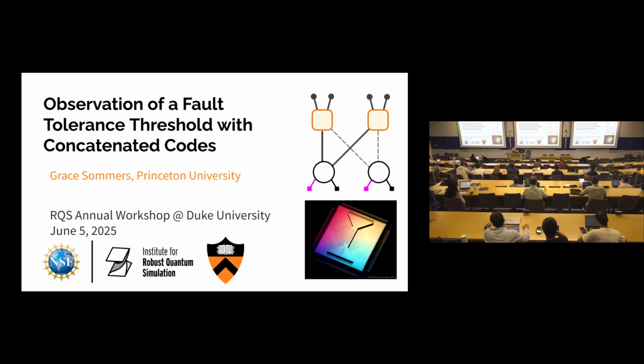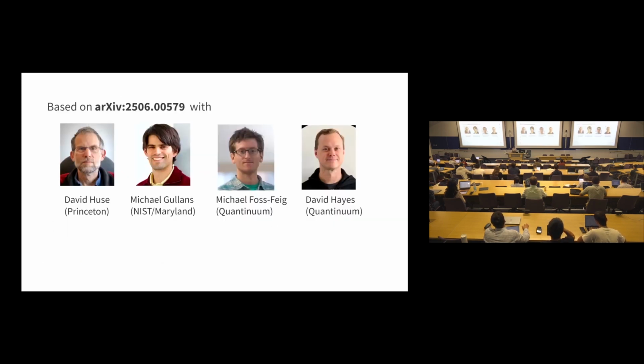I'm Grace Sommers. I'm going to be talking about this work that I did with some people that I'll show on the next slide about fault-tolerant thresholds with concatenated codes. So, as promised, these are my collaborators. This was done with my advisor David Hughes at Princeton, also Michael Gollins, who's in the audience, and Michael Fosfig and David Hayes at Continuum. And it's a preprint that came out on Monday.